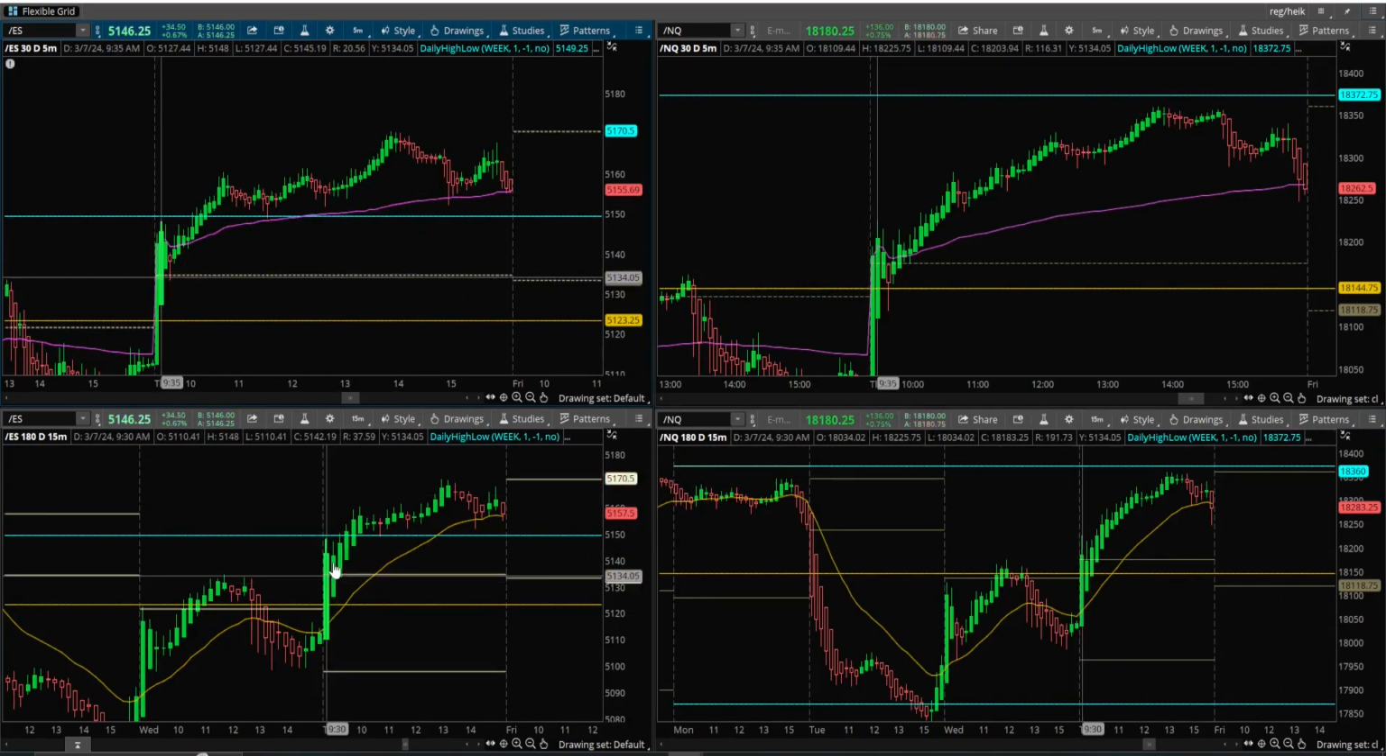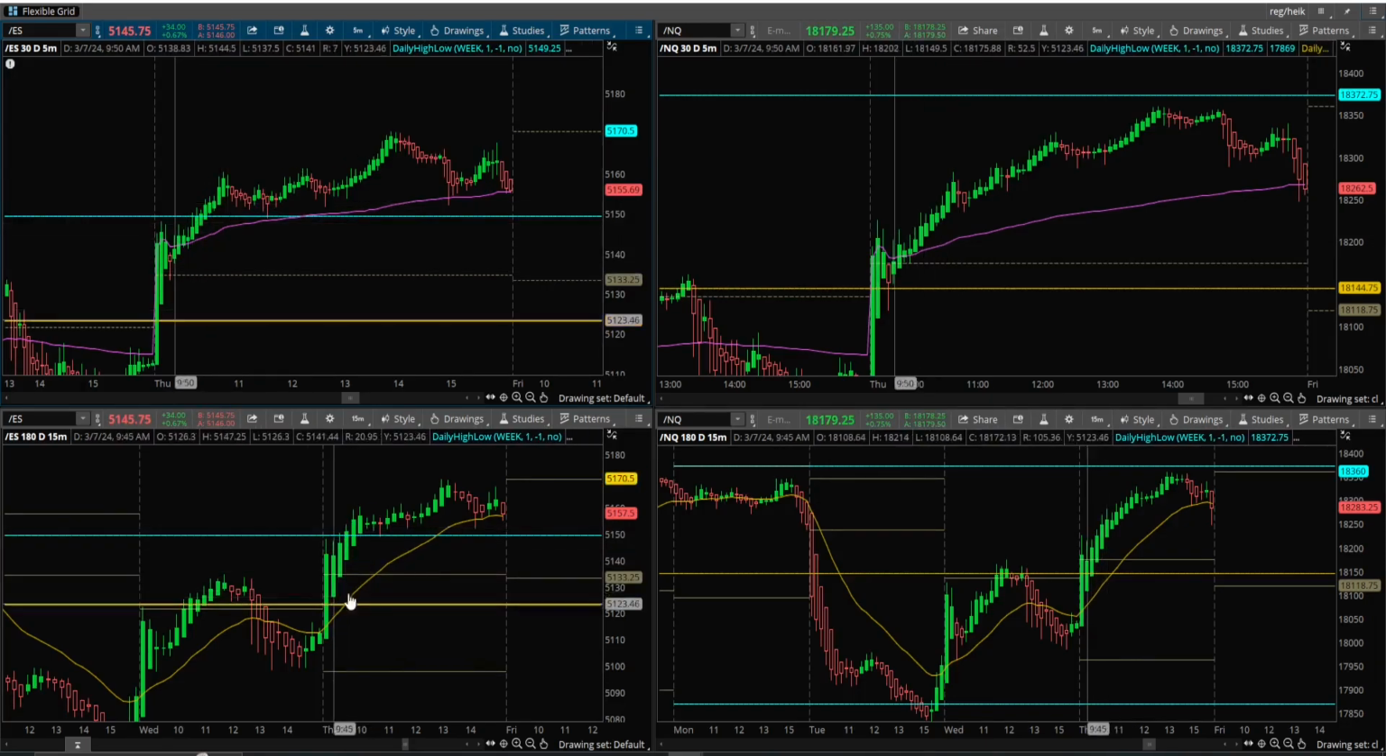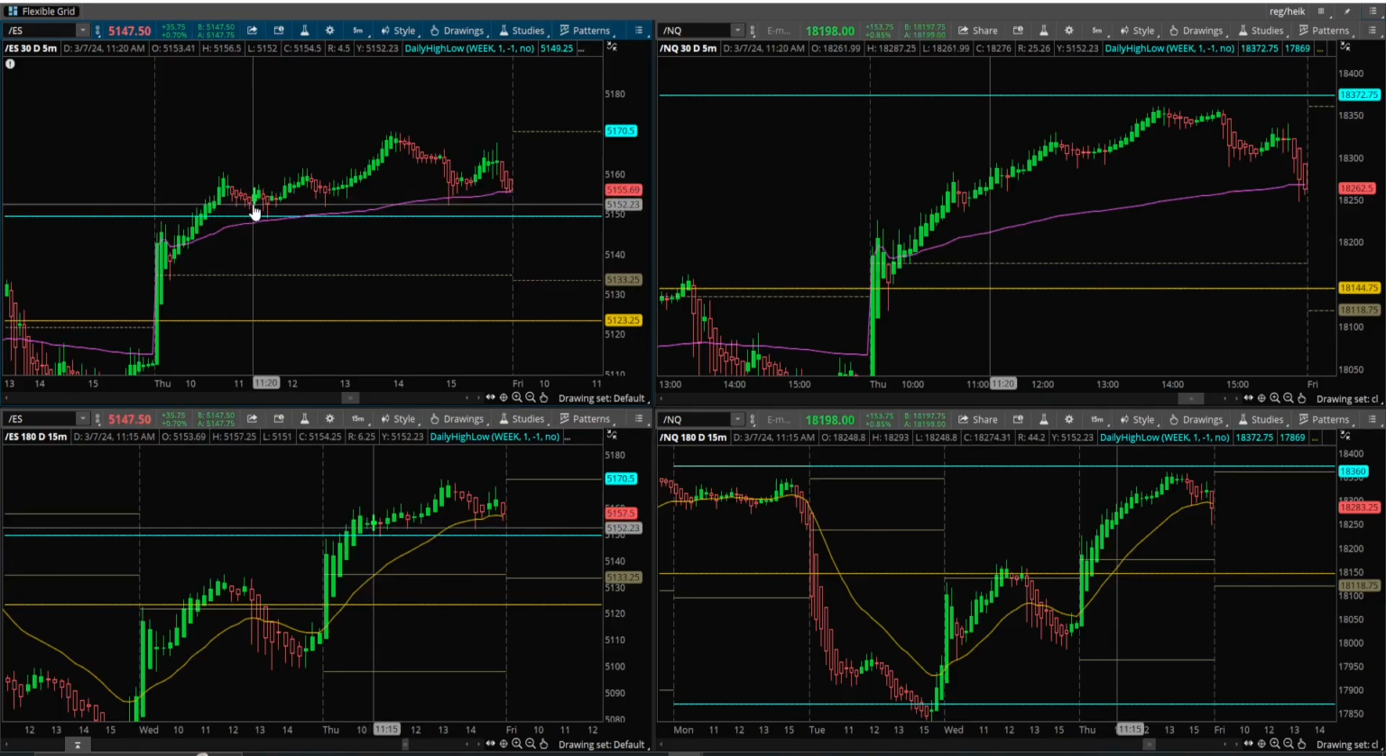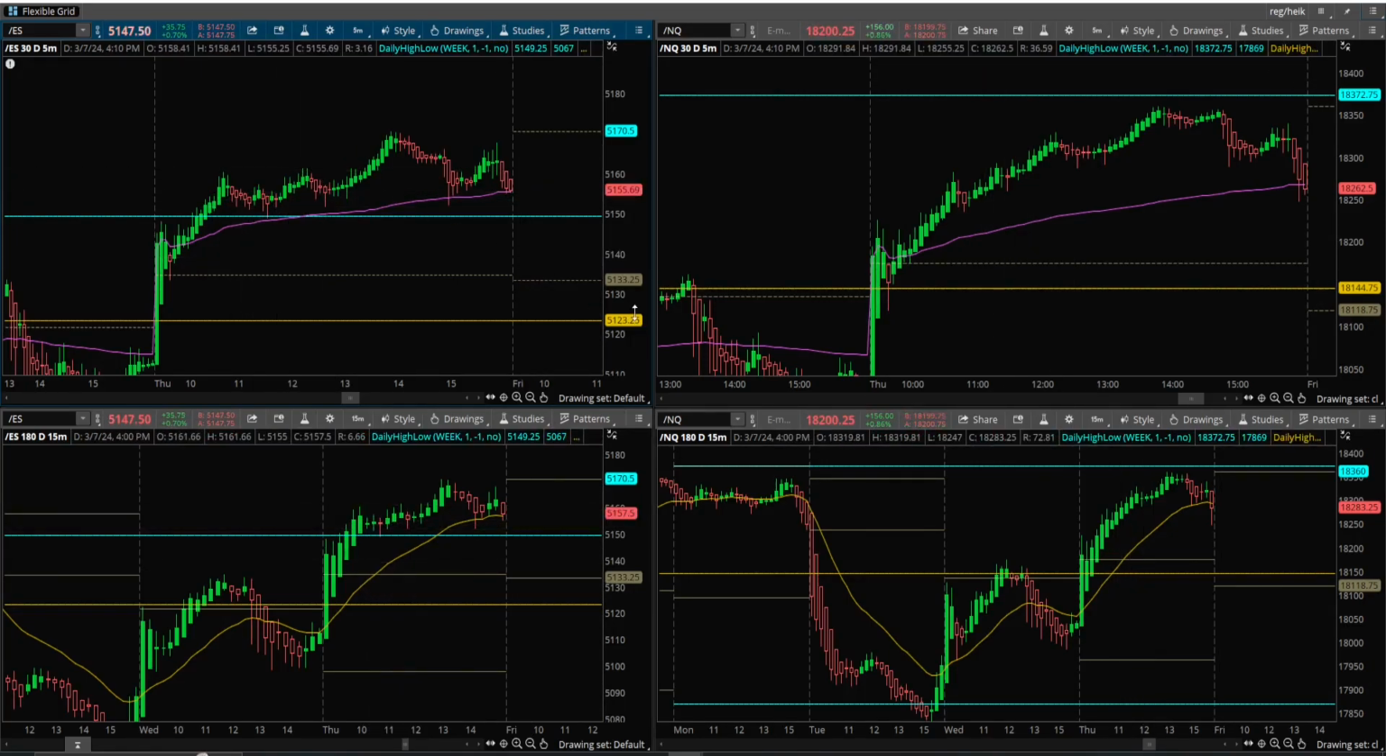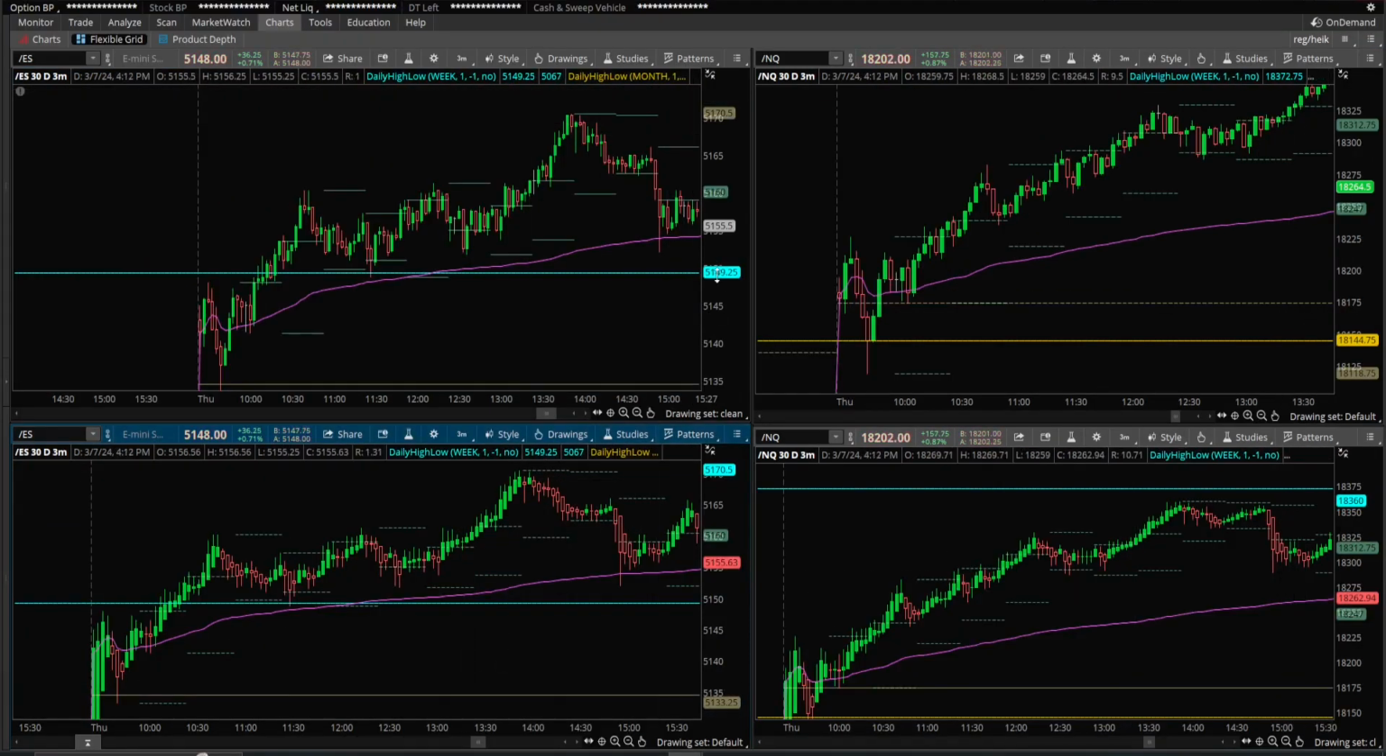Like I said, if you have strong green 15-minute Heikin Ashi candles above your 20 EMA, you definitely want to have a long bias. Just looking for those red to green moves here for a nice opportunity to get long and take advantage of the strength in the market.